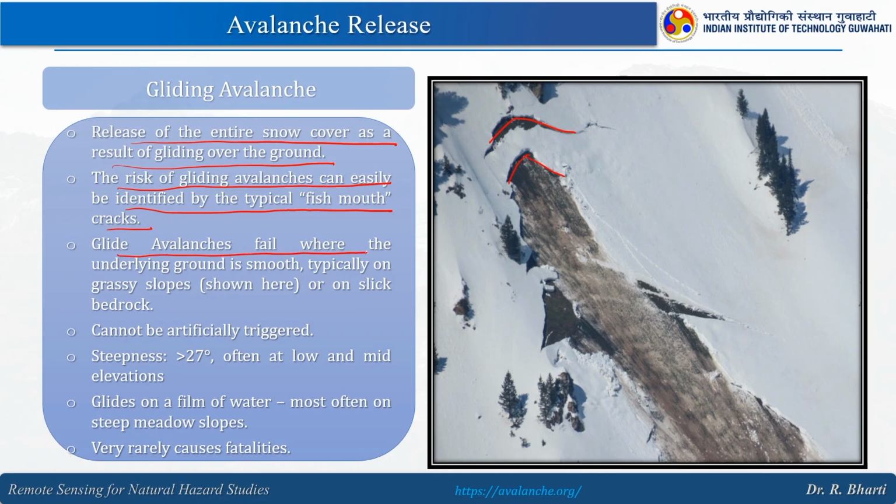Gliding avalanches fail where the underlying ground is smooth, typically on a grassy slope. What happens on this grassy slope is that you have more accumulation of snow, and subsequently a change in temperature will lead to the failure of this particular slab. It cannot be artificially triggered, and the steepness is greater than 27 degrees, often found at low and mid elevation. It glides on a film of water, most often on steep meadow slopes, and very rarely causes fatalities.